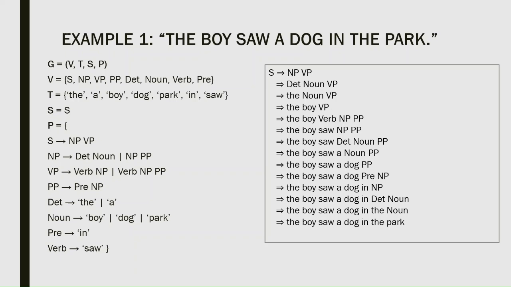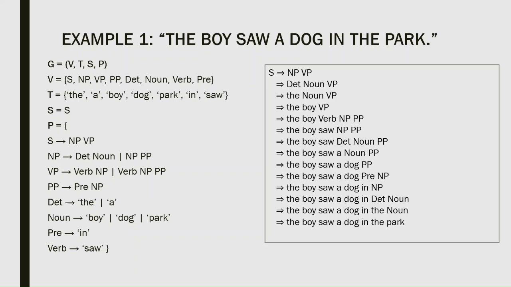So, sentence is NP-VP. NP again has a grammar rule: determiner noun, or NP-PP. Whichever is fitting for the particular sentence, we will apply that. So determiner and noun, and then VP. Determiner is the, noun can be boy. VP can be verb, NP and preposition. The boy saw, verb is saw. NP can be divided into determiner and noun. So the boy saw a, noun can be dog. So the boy saw a dog.